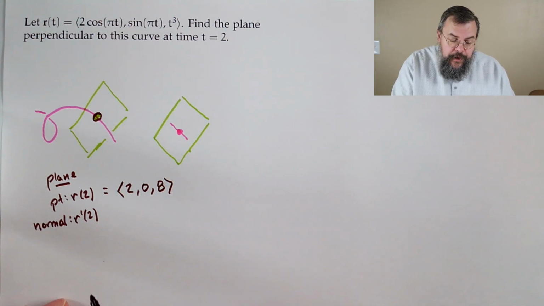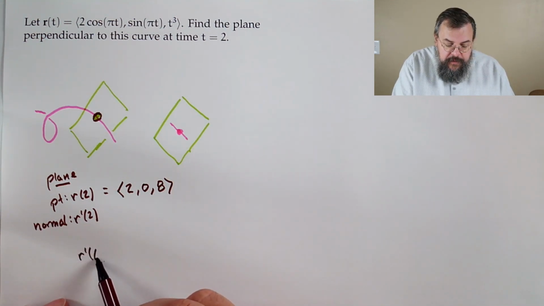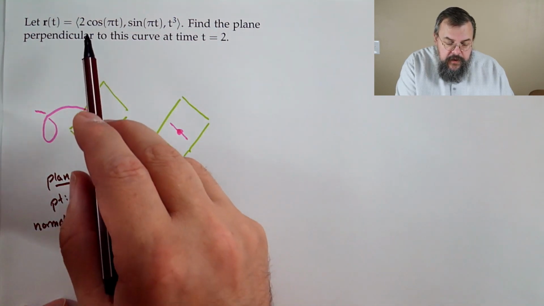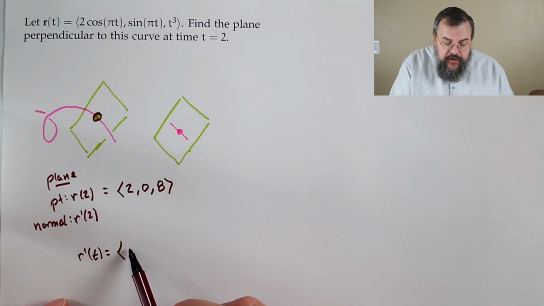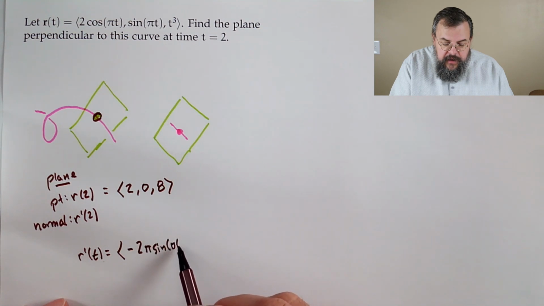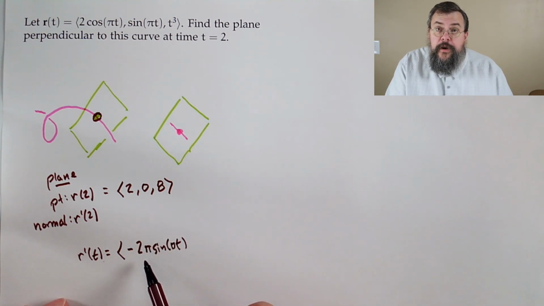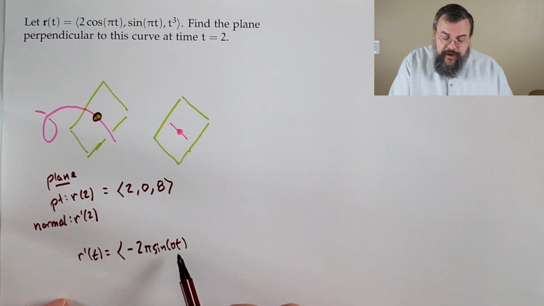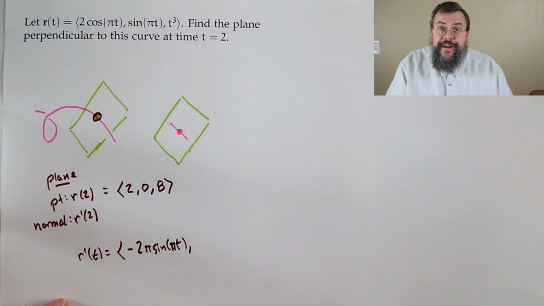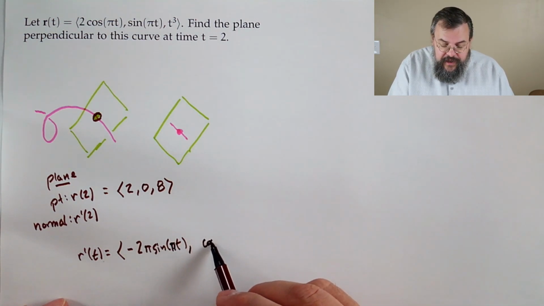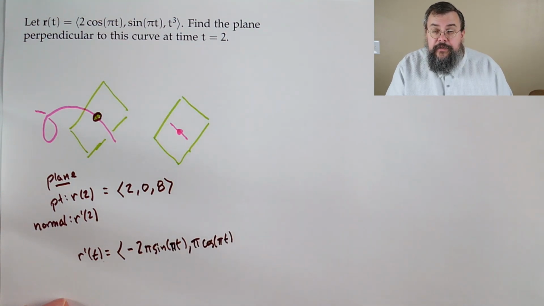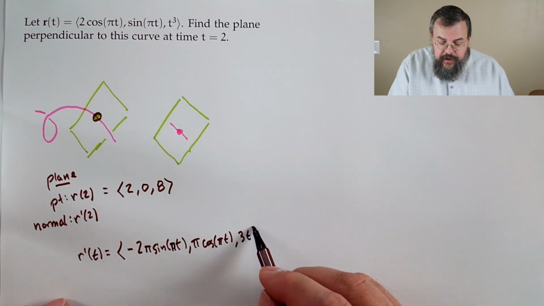Now, our normal. We need to find our derivative, r prime of t. What would that turn out to be? Well, derivative of 2 cosine pi t. Derivative of cosine is negative sine, so it's minus 2 pi sine of pi t. Where did that pi come from? That pi comes from the chain rule, right? Because we have to take the derivative of the inside. Next entry, derivative of sine of pi t. Well, derivative of sine is cosine, and again, chain rule says multiply by pi in front. Derivative of t cubed, 3t squared.